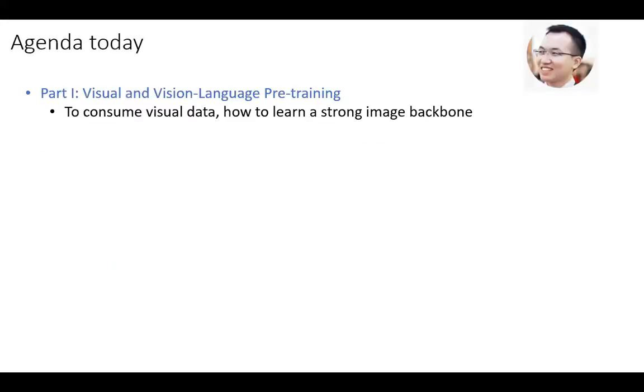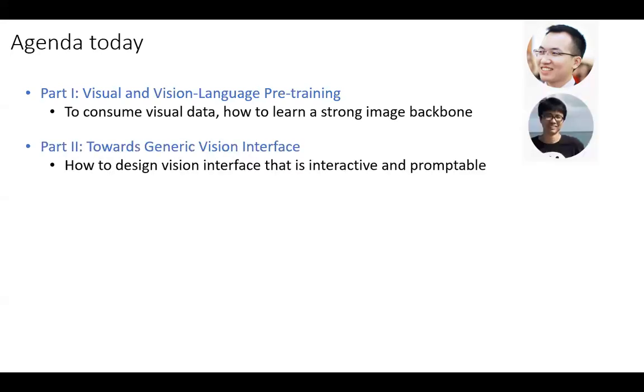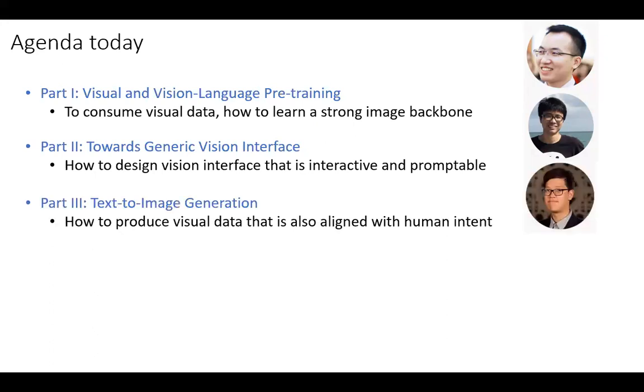Specifically, this is the agenda. In part one, I am going to talk about visual and visual language pre-training to consume visual data. Basically, it's about how we can learn a strong image encoder. In part two, Jianwei will talk about how we can design a vision interface that is interactive and promptable.